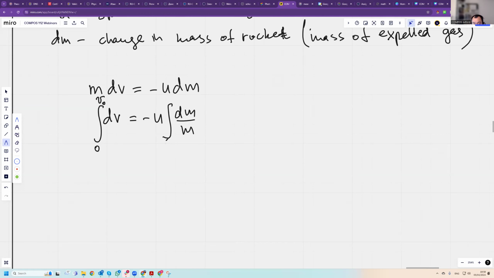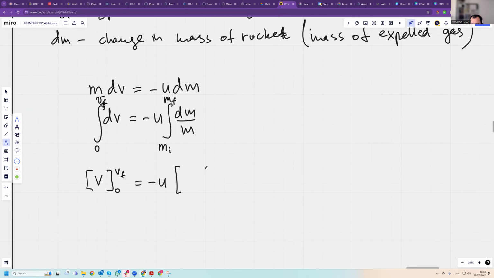For the mass, we have the initial mass and the final mass. Now the integral of dv. What's the integral of dv? Very well, thank you. So it's v between limits of 0 and vf, equals minus u.